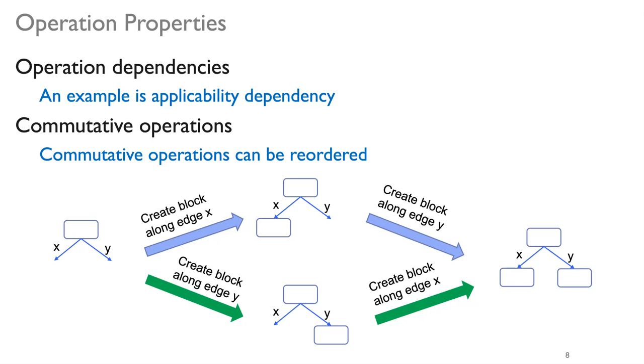We also derive operation commutativity. Intuitively, commutative operations can be reordered. As shown in the diagram, we have two block creation operations to perform, creating a block along edge X and creating a block along edge Y. These two operations can be performed in either order, and we will get the same result. In this paper, we also introduce other types of commutativity, but the key takeaway here is that with commutativity, we understand the flexibility we have to allow threads to perform concurrent operations in arbitrary order, and the order won't impact the final results.